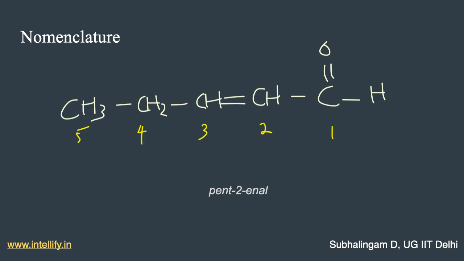While naming, the double bond is there from the second to the third carbon, and we would say it as pent-2-ene if there was no aldehyde group, but since there is an aldehyde group, we say it as pent-2-enal after removing the E of ene.